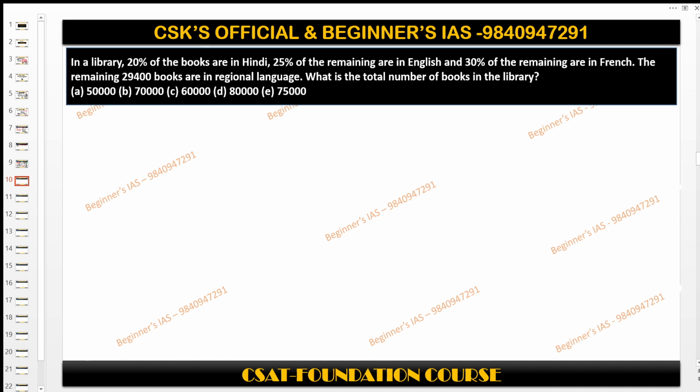Now this question. In a library, 20% of the books are in Hindi. Okay. Let me give you some time so that you people read.